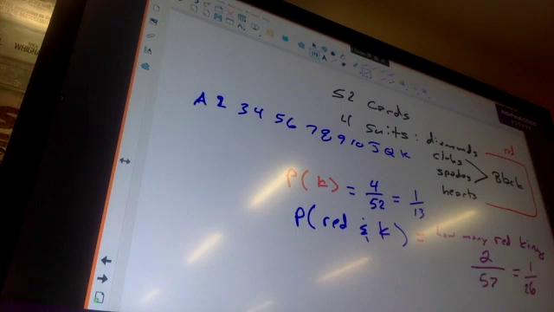So that doesn't say pull a red or a king. It's I want to pull both events. I want a red king to be pulled out of the deck. There are 2 red kings in the deck, so you have a 1 in 26 chance of that happening.